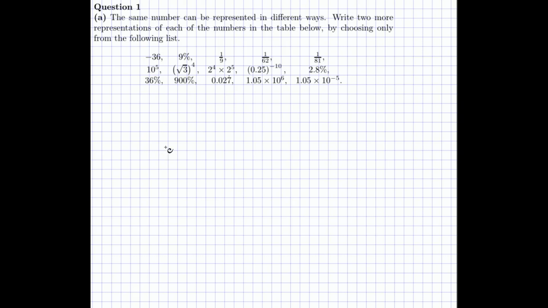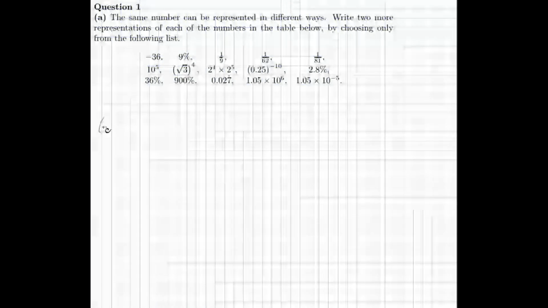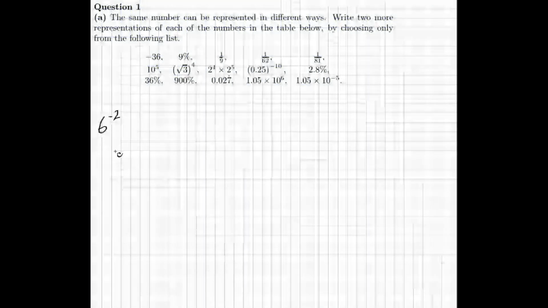In this question 1 then, we're given that the same number can be represented in different ways. We have to write 2 more representations of each of the numbers in the table below by choosing only from the following list. So the table below gives us 3 numbers.